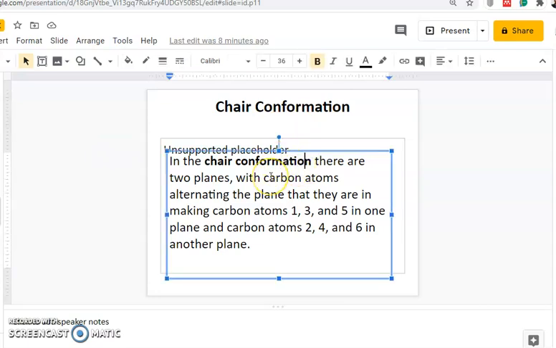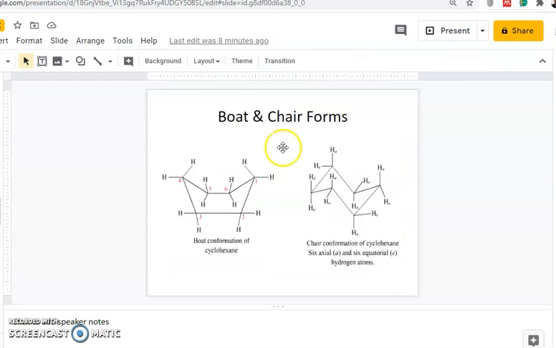In the chair form, there are 2 planes containing the carbon atoms. Alternate carbons make up the planes: carbon atoms 1, 3, 5 are in one plane and carbon atoms 2, 4, 6 in another plane. Three carbons are slightly upward, while the other three are down from the plane.